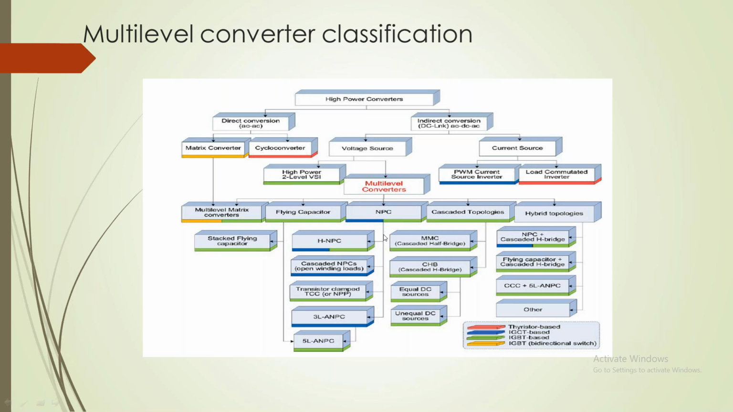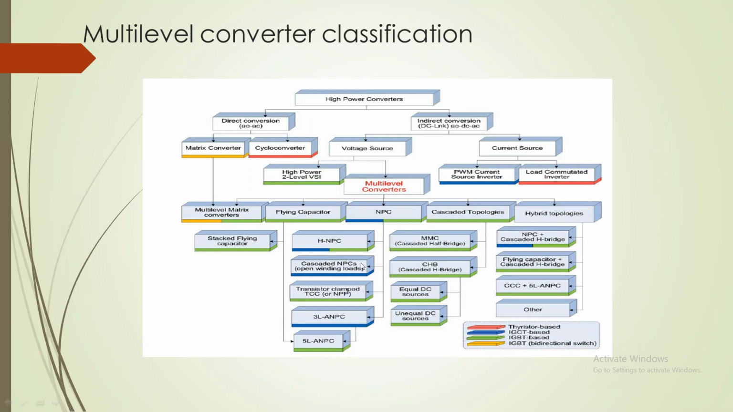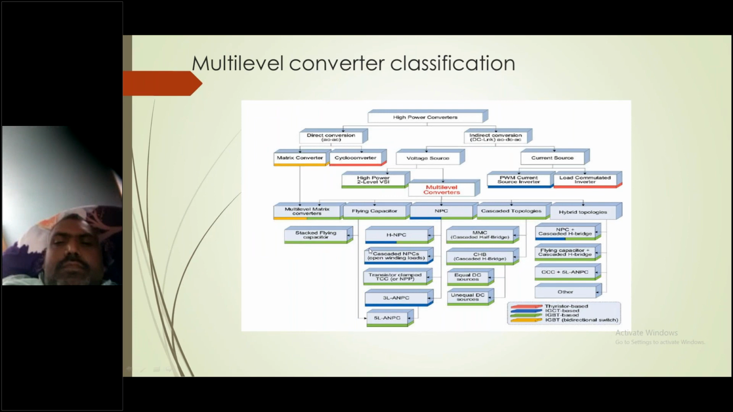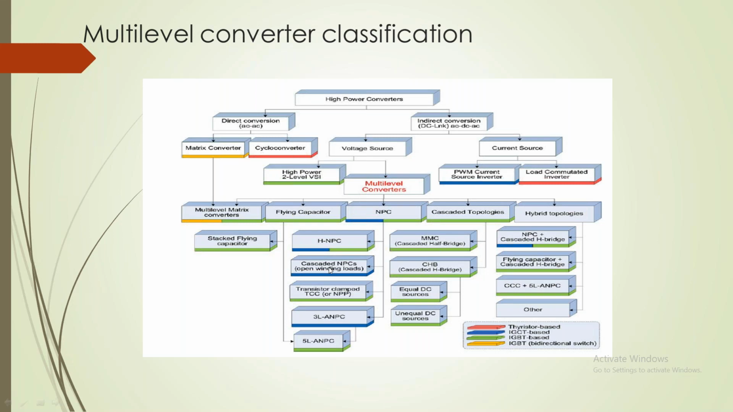NPC is the neutral point clamp converter. Here also we have a hybrid neutral point clamp converter, cascaded NPC. I think this cascaded NPC is used for open-ended winding loads, where the stator and the rotor of the induction motor are fed from two different multilevel inverters. A lot of work has been done by Professor Gopakumar and his students on these cascaded NPC converters, where even the rotor is open-ended and is fed by two different neutral point clamp multilevel inverters.